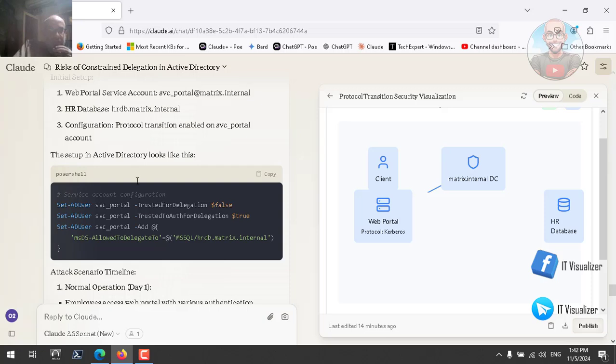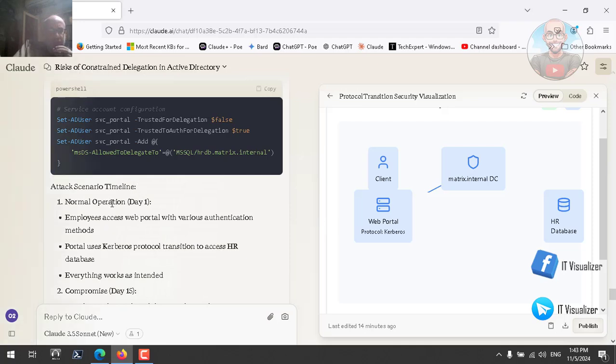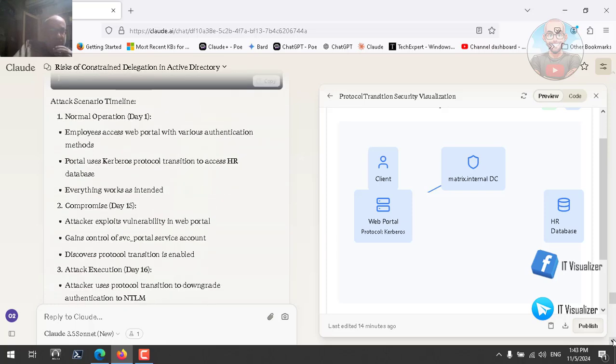We can see here this is done using PowerShell. On ChatGPT o1, it gives us how to do that through the GUI, the Active Directory Users and Computers console. Here this is done using PowerShell. And then the attack scenario timeline. Normal operation, day 1: employees access the web portal with various authentication methods. The portal uses Kerberos protocol transition to access the HR database. So I think it will access the HR database using NTLM, maybe not Kerberos. Anyway, let's continue. Everything works as intended.